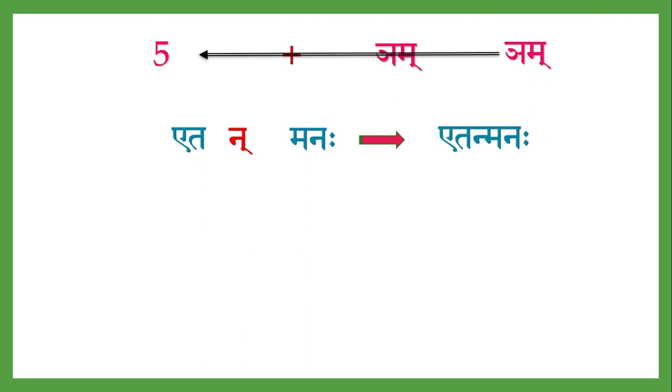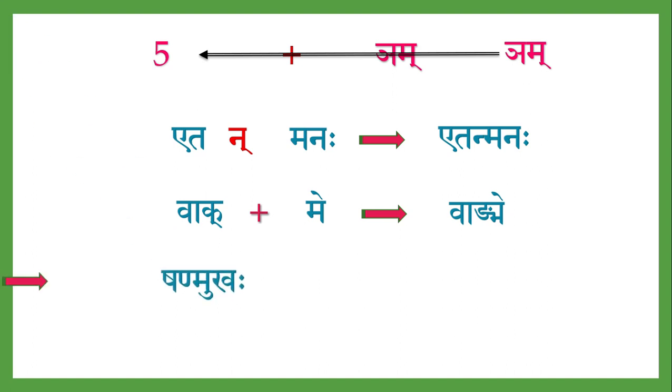When combined, Etan Manaha. In another example, we have got Vak plus Me, which is as simple as bringing the fifth letter of Kavargaha in place of Ka, and hence the combined word becomes Wangme. All the other letters remain the same. There is no change in any letter other than the Purva Varnaha.